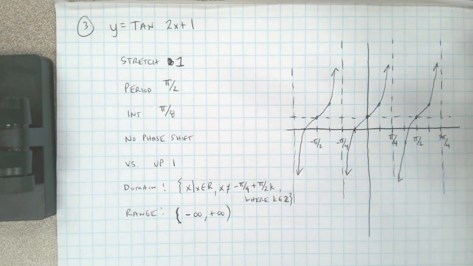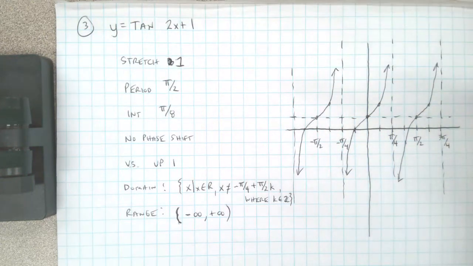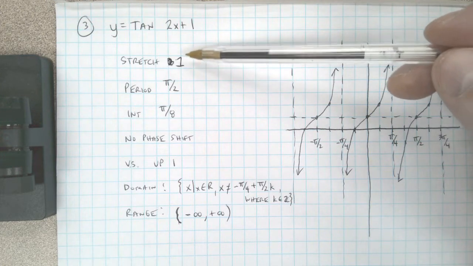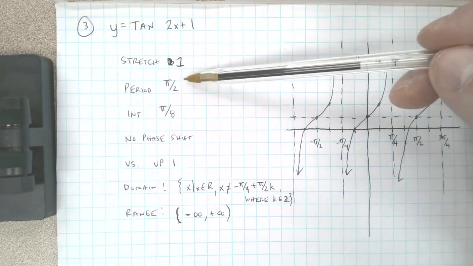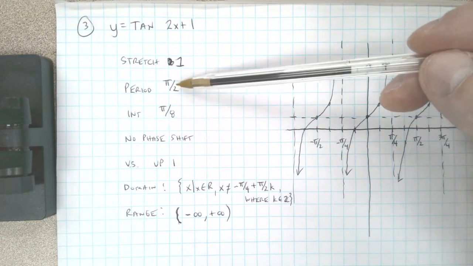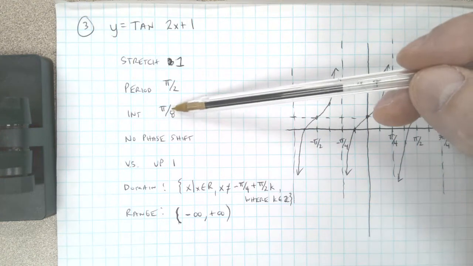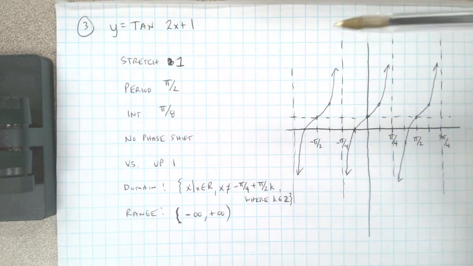Okay, let's go ahead and look at number 3. Number 3 is y equals tangent 2x plus 1. Remember, on the tangent curve, we have a stretch. The stretch is 1. That's the number in front. The period is just pi over b, which is pi over 2. The interval is going to be pi halves divided by 4, which is pi over 8. There's no phase shift, and we're going to shift the curve up 1.